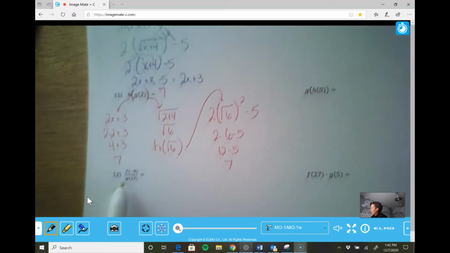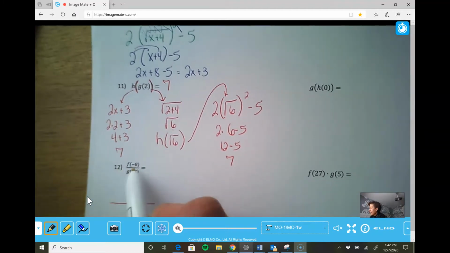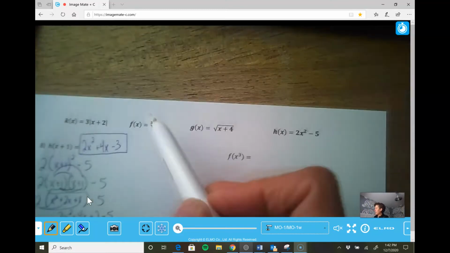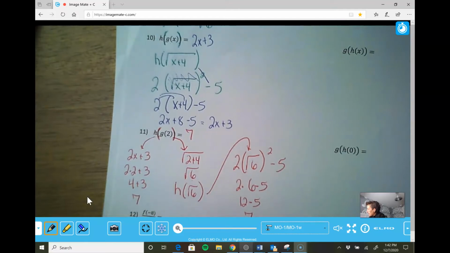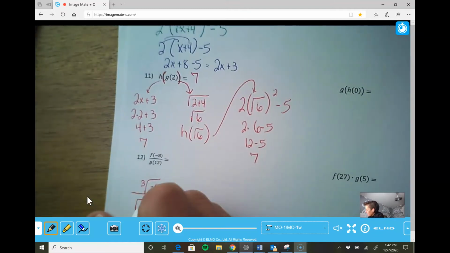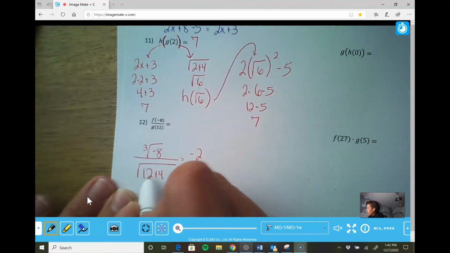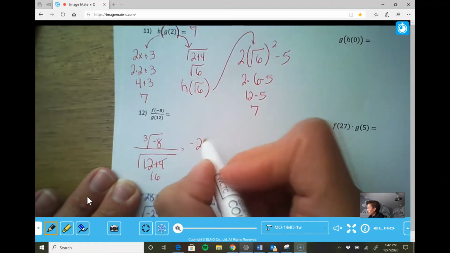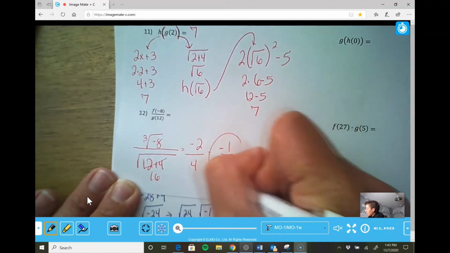Final problem, f of negative 8 over g of 12. So this says we're going to be making a fraction, and I'm going to go to f's function and put a negative 8 in. Here we go. And then in my denominator, I want to go to g's function and put 12 in. So when I'm done, I get negative 2, because the cube root of negative 8 is negative 2. 12 plus 4, that's 16. And when I take the square root of 16, that's 4. Then I can simplify this fraction and get negative 1/2.